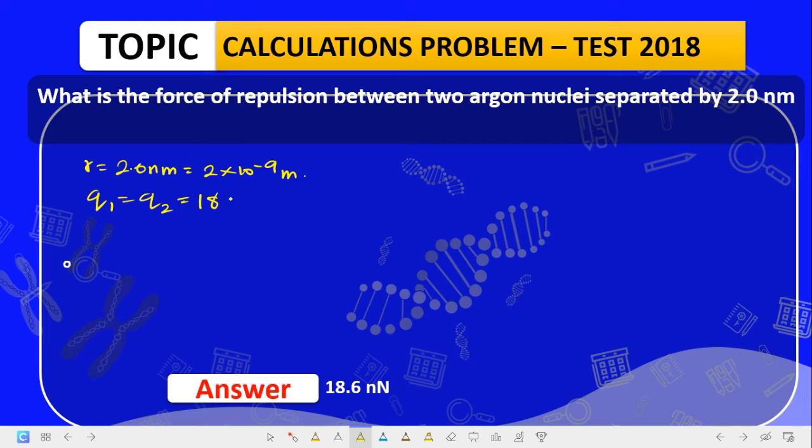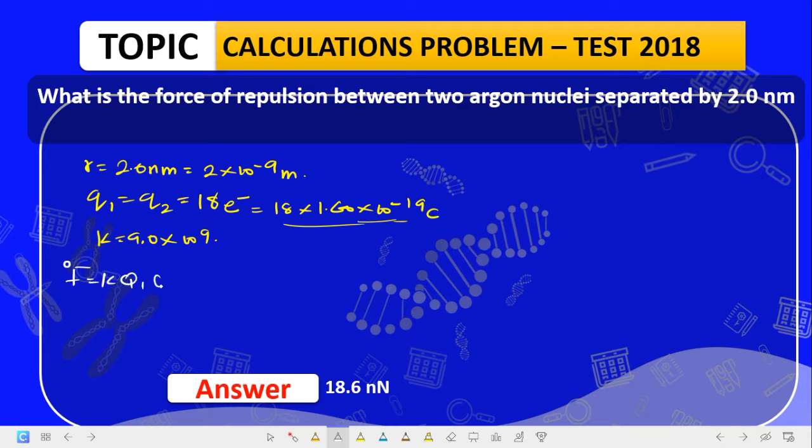Now, argon has an atomic number of 18, and hence it has 18 electrons. So each argon nucleus has 18 times the charge on the electron, which is 1.60 times 10 raised to the power of minus 19 coulomb. And then your K is 9.0 times 10 raised to the power of 9. Coulomb's law states that F is equal to K Q1 Q2 all over R square.